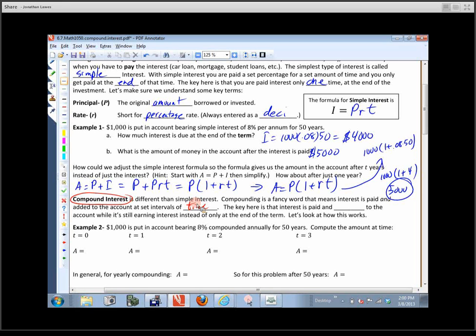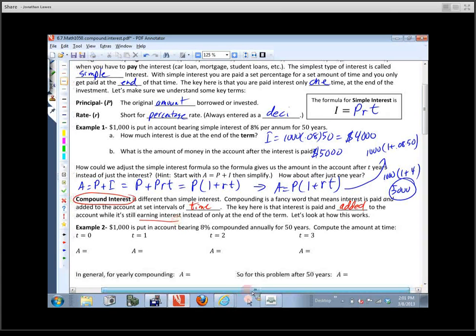Maybe every 4 months or every 3 months or every month or maybe every day they say, I'm going to pay you a tiny little bit of interest, put it in there, okay? So the key here is that the interest is paid and added to the account. If it's added to the account, it's going to earn interest. Instead of just being paid that money at the very end, so we don't have the opportunity to earn money on it, they're going to pay us a little bit of interest every single year. Okay? And it's kind of interesting what happens to this.